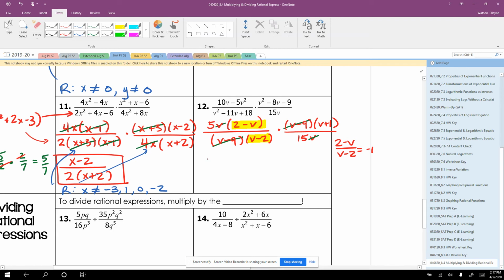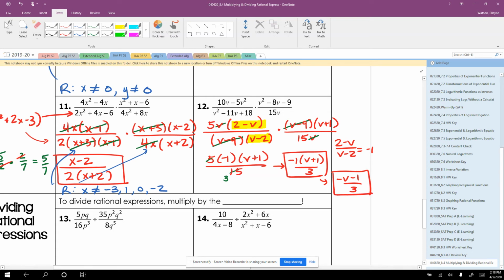So what am I left with? I have a 5, and I have a -1, and I have a V plus 1 all over 15. Okay, so let's just reduce that a little bit more. So now I have -1 times V plus 1 over 3. And you can distribute that -1, right? If you wrote it as negative V minus 1 over 3, that's the same answer. One isn't necessarily better than the other. They're both correct. Okay, now restrictions.